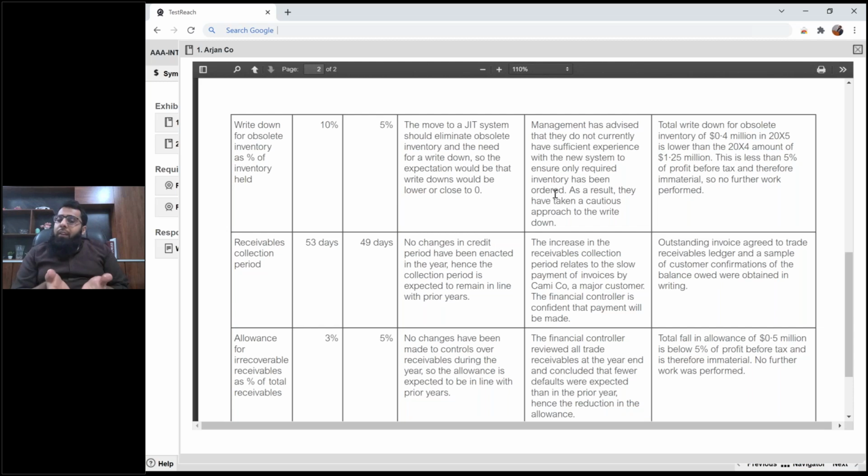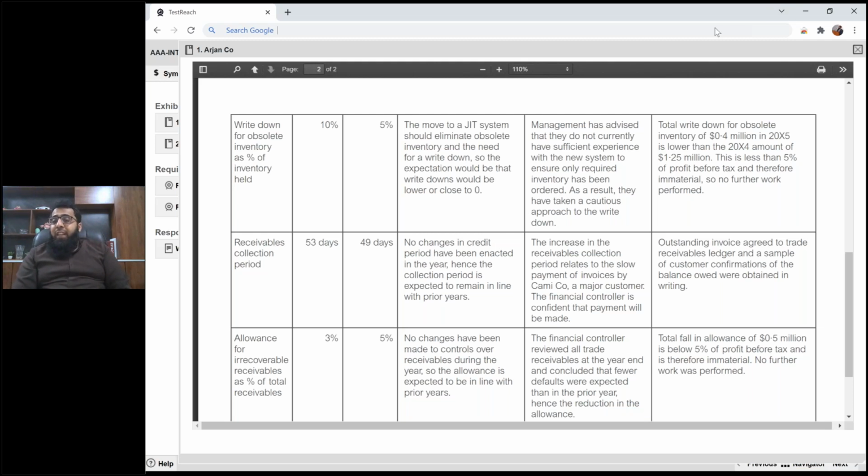Now, obviously, this is not a justified answer, that since we don't have an experience, we are taking 10%. Since you don't have an experience, you should take 70%, or maybe 100%, or maybe 40%. Now, since you don't have an experience, you say that we are taking 10% and we are being cautious. Obviously, this is not something which is expected from professional accountants and professional auditors.